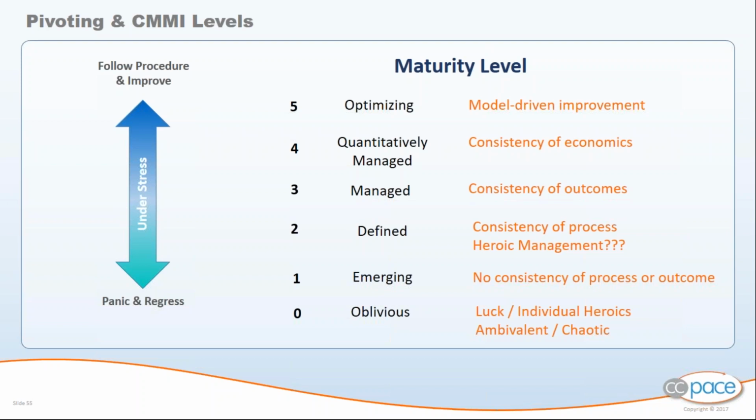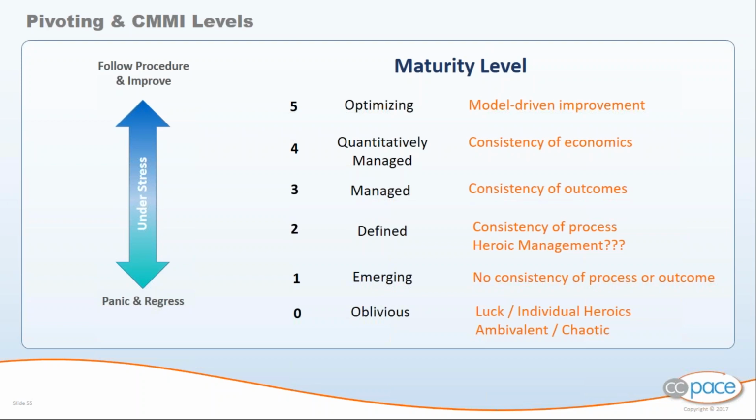So level 0 is luck. It's individual acts of heroism. It's ambivalent and chaotic. If your team is at level 0 and they were to play baseball, well, everybody will have a baseball. Level 1 is an emerging level. It's non-sustainable. It's the places, for example, where you have a PM cracking the whip all the time. In the long run, it will not do good. It will not be good for anyone.